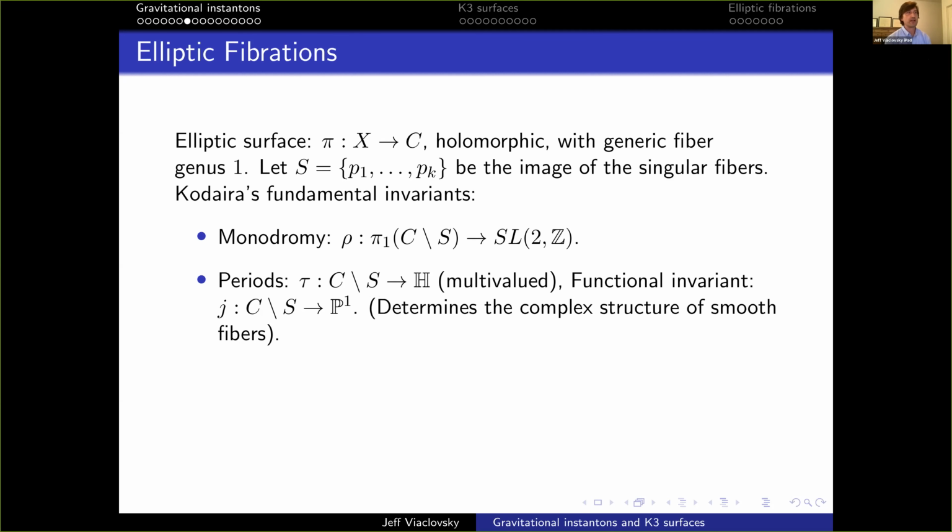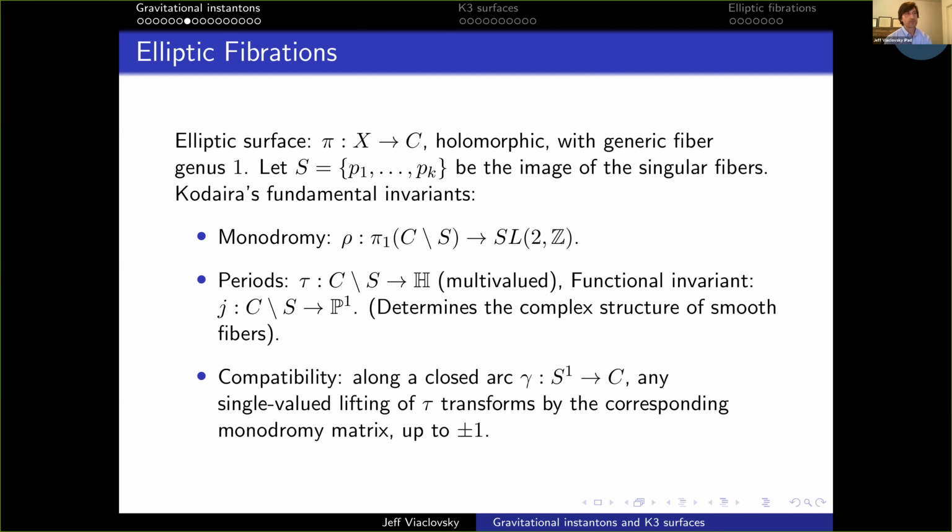There's also the fact that the fiber is an elliptic curve. So you have the periods of an elliptic curve, and that's a multi-valued function tau from the Riemann surface minus the finite number of points into H, the upper half plane. So the functional invariant: you can apply the J function to tau and get a function from the complement of the singular set into P1, so it's meromorphic in general. And this determines the complex structure of the smooth fibers. So these are the two fundamental invariants.